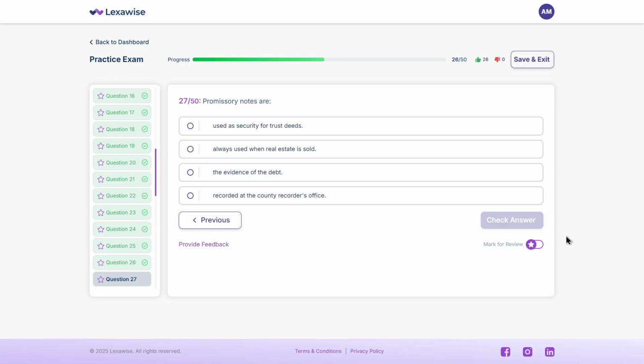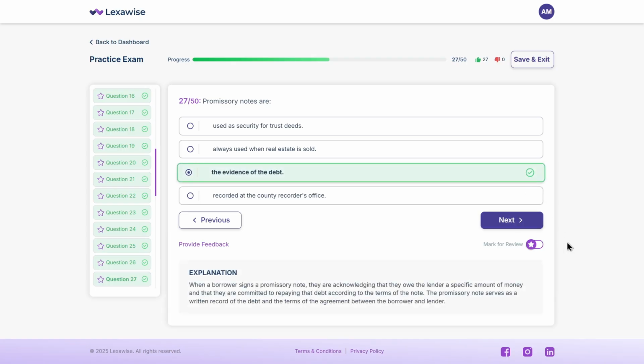The correct answer is C. The evidence of the debt. That's because a promissory note is the written agreement where the borrower acknowledges the debt and promises to repay it under agreed terms. Let's take a look at this one.